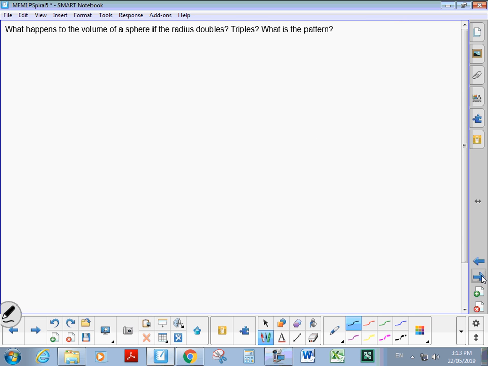All right, on to the next example. What happens to the volume of a sphere if the radius doubles, triples? What's the pattern? Let's do just our normal formula. Our volume is 4 pi r cubed over 3. Let's say that's our starting sphere. If it doubles, so it doubles.